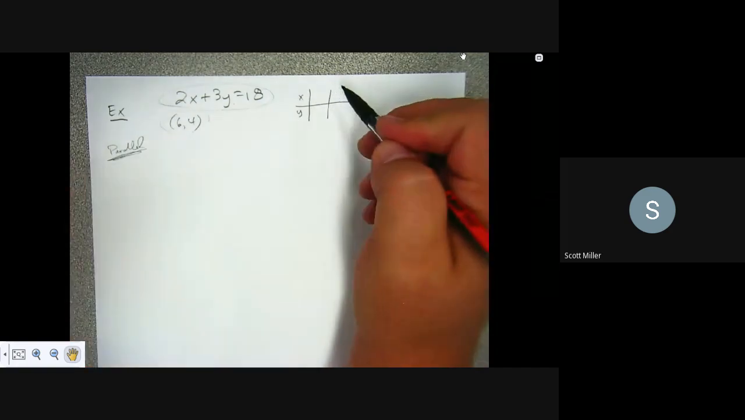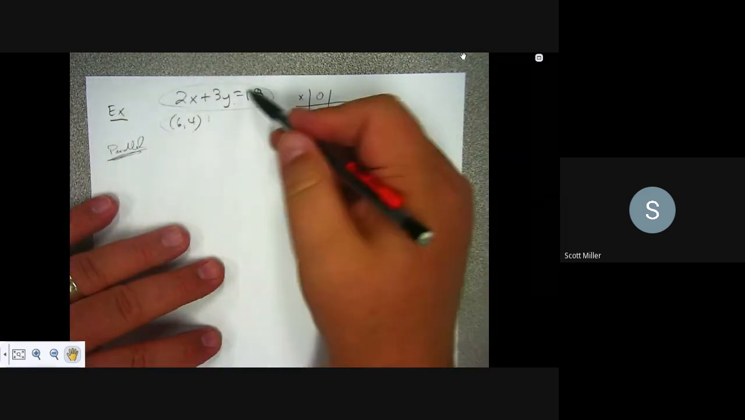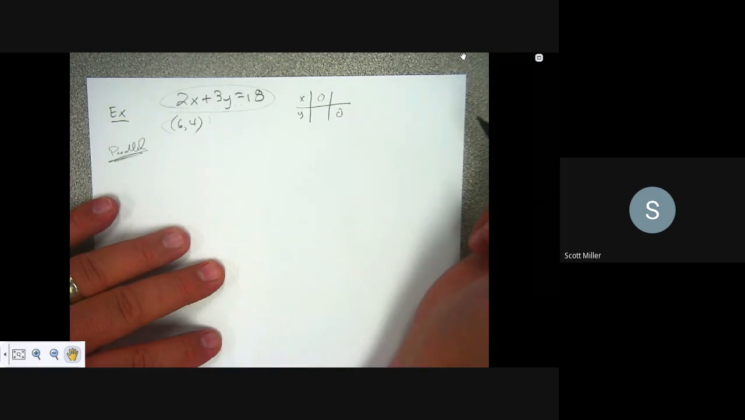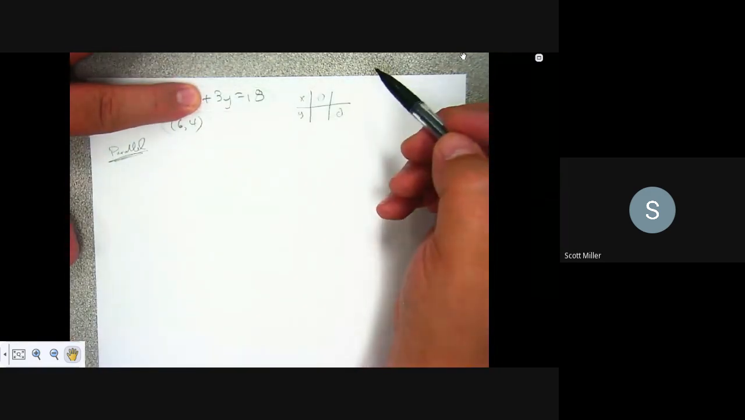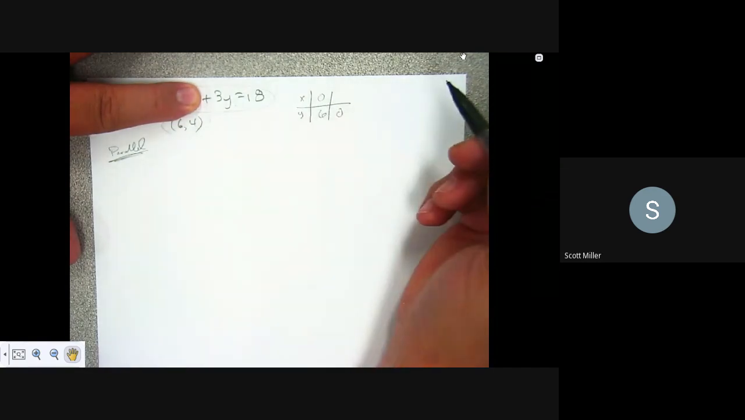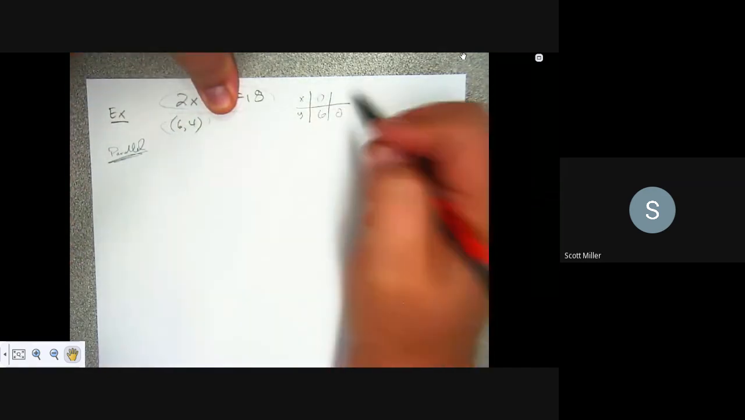And what points should I pick? I'm going to keep it simple. I'm going to do the intercepts because it's in standard form. If x is 0, I get 3 times some number is 18, so 6. If y is 0, 2 times a number is 18, so 9.